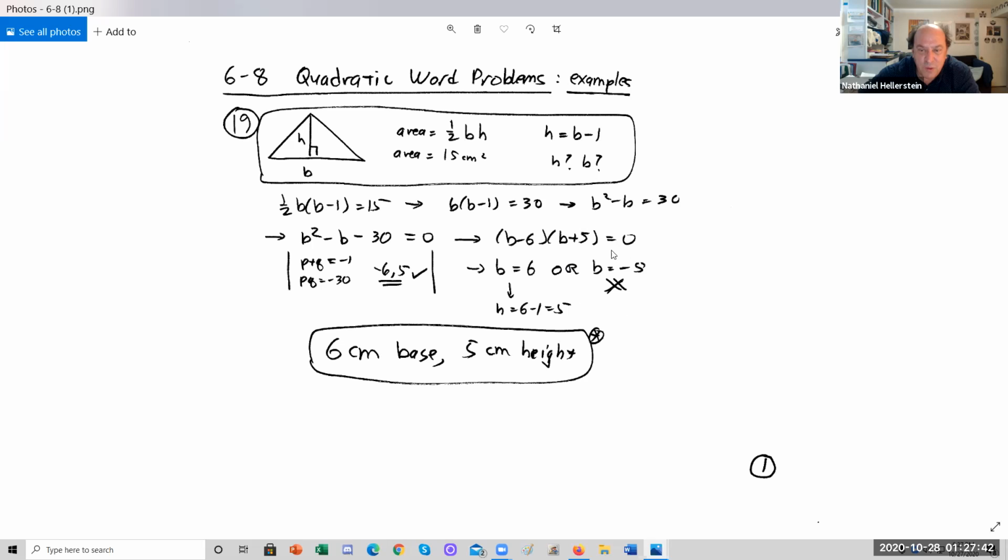Or b is -5. Now, -5 doesn't work because we're dealing with actual lengths, and we don't talk about negative lengths. So b equals 6 is a solution. h is 6 minus 1, or 5. So it's a 6 centimeter base and a 5 centimeter height.